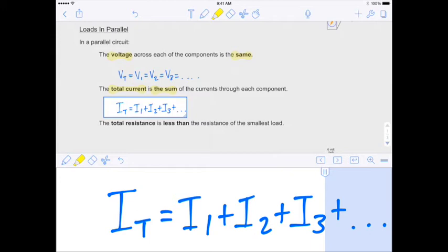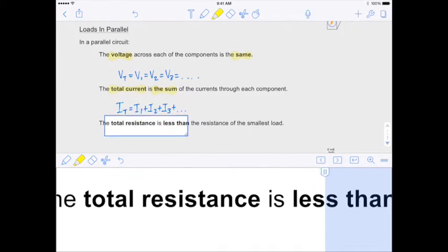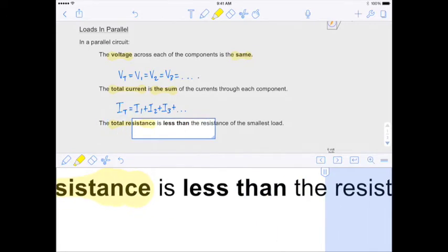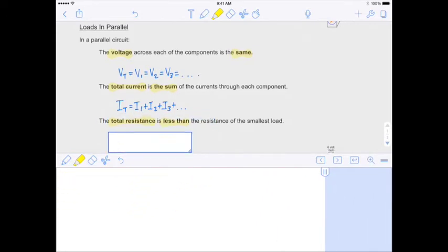In a series circuit, current was constant and voltage was equal to the sum. But now for parallel circuits, voltage is constant and current is equal to the sum. Now total resistance is a little trickier for parallel circuits. It's got this fancy equation, and the fancy equation is written like this.